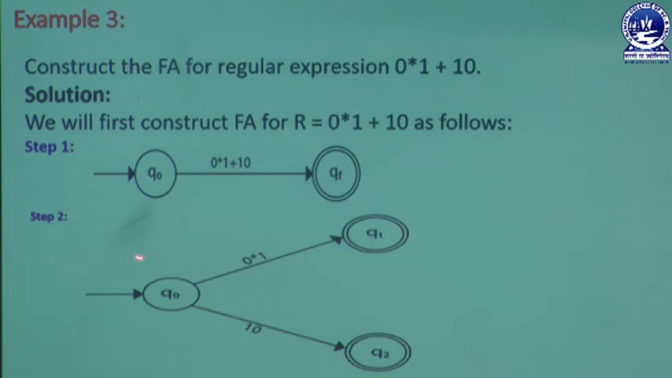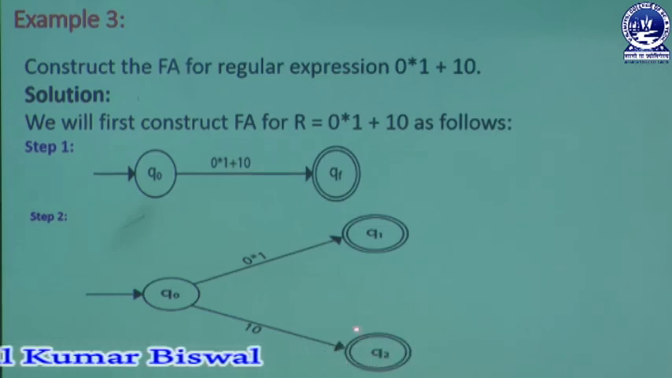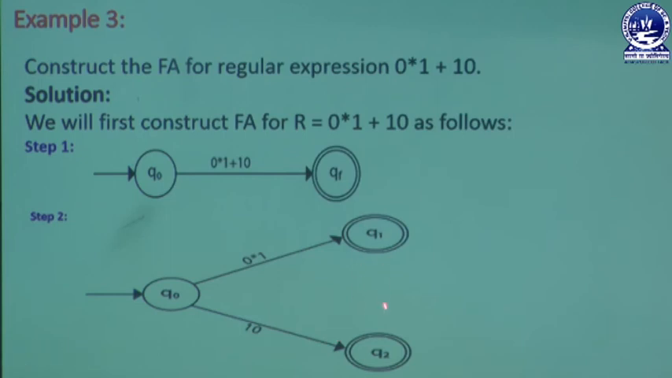So in step 2 it is expanded, or you can say briefly derived, into 2 different states, Q1 and Q2. These Q1 and Q2 are the 2 different final states. Whenever Q0 takes the input symbol 0 star 1, in that moment we get Q1 as a final state. Whenever Q0 takes the input symbol 1 0, then it gets a final state Q2. So with this type of conversion we get this diagram: 0 star 1 leads to Q1, and 1 0 leads to Q2.